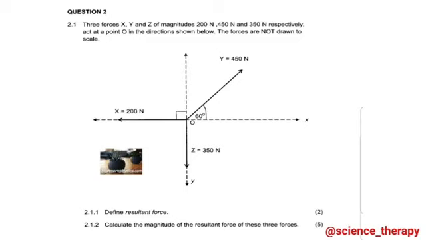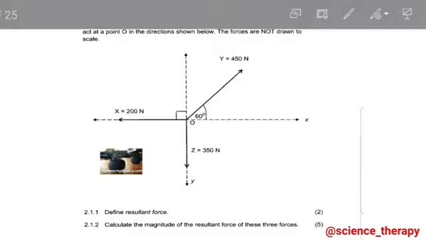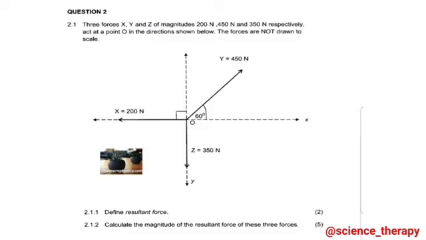Forces X, Y, and Z of magnitudes 200, 450, and 350 newtons respectively act at a point X in the directions shown below. The forces are not drawn to scale. Now 2.1.1 says define resultant force. This is a single force or a single vector that has the same effect as two or more other forces added together, or two or more other vectors added together.